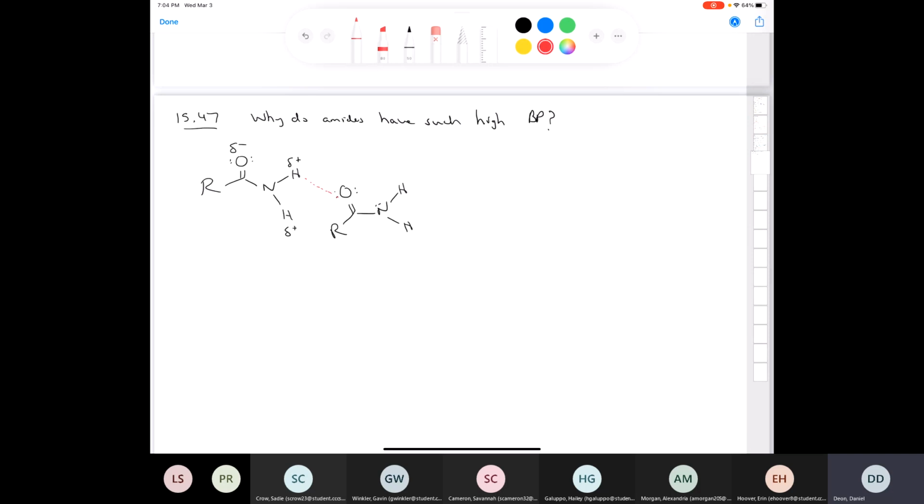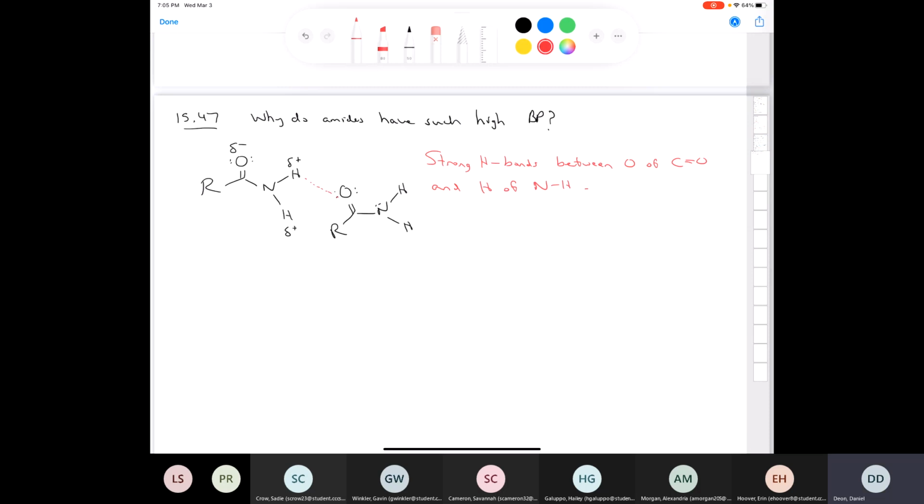So we'll put here strong hydrogen bonds between oxygen of the carbonyl and hydrogen of the nitrogen-hydrogen bond. Okay, so that's the reason why amides have such high boiling points.